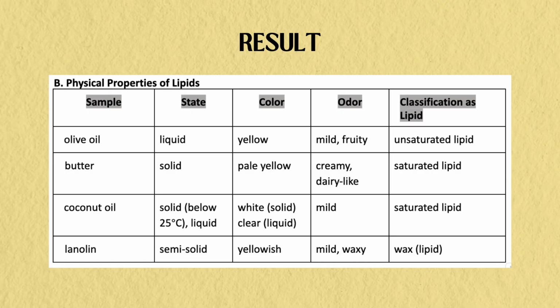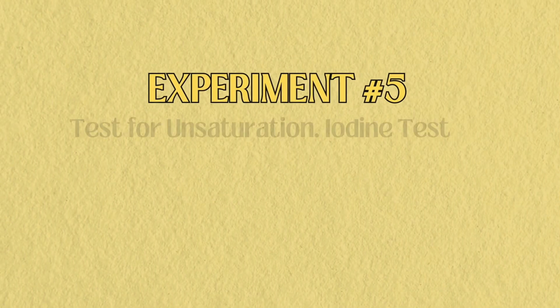For the coconut oil, it is solid below 25 degrees Celsius and liquid above, white in solid form and clear in liquid form. The odor is mild and the classification is a saturated lipid. For lanolin, it is in a semi-solid state. The color is yellowish. The odor is mild and waxy, and the classification is wax.